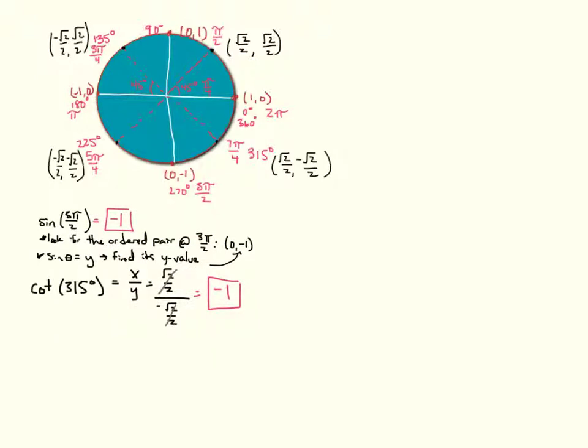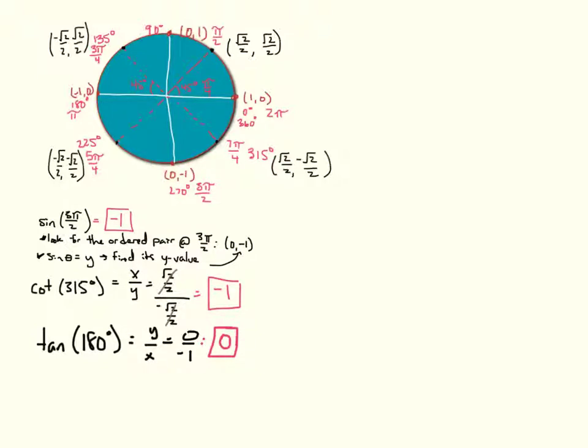Okay, let's try to find the tangent of 180 degrees. The tangent is the y value over the x value. At 180 degrees, that'd be 0 over -1. If 0 is in the numerator, that's fine. So we have that equals 0.